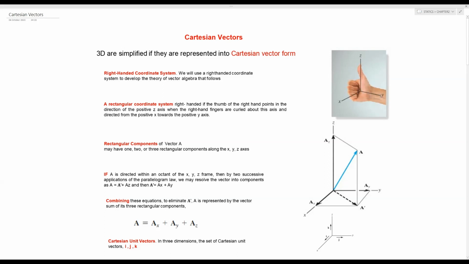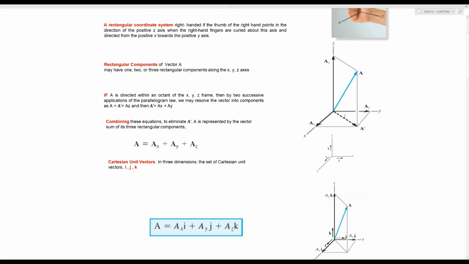The y-axis is pointing towards your arm. Finally, the x-axis is coming out of your hand. In this 3D diagram representing vector A, the rectangular components of vector A may be 1, 2, or 3 components: one component along the x-axis, another along the y-axis, and finally one component along the z-axis.